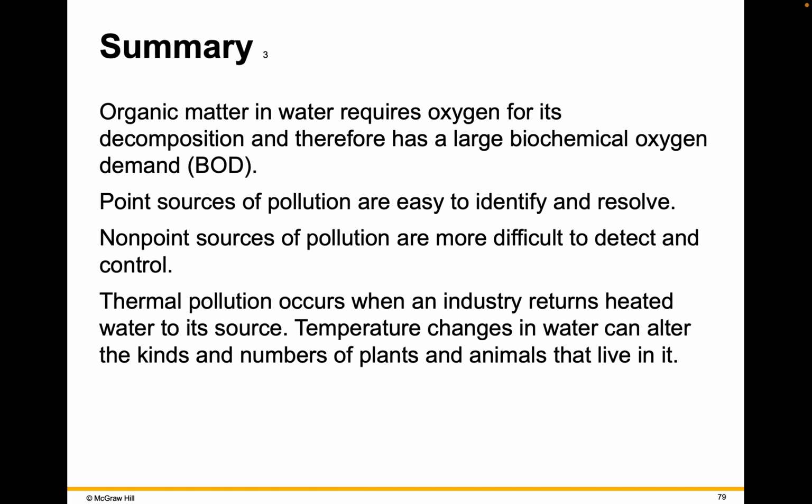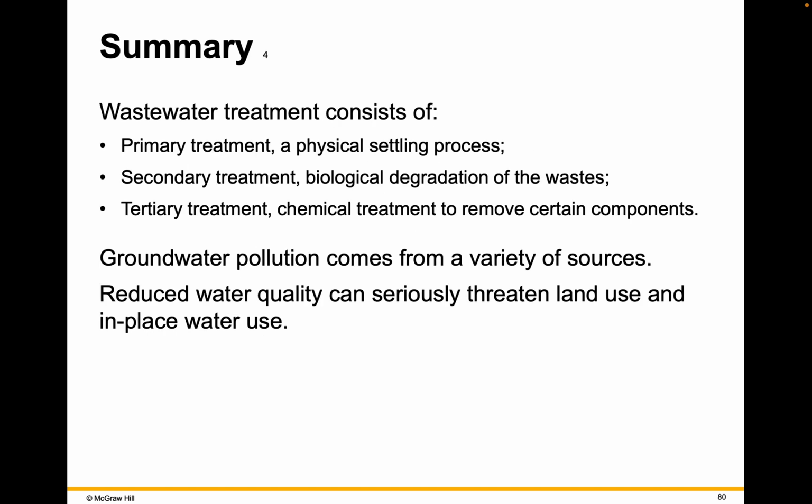Thermal pollution occurs when an industry returns heated water to its source. Temporary changes in water can alter the kinds and numbers of different plants and animals that live in it. Wastewater treatment consists of primary treatment, a physical settling process, secondary treatment, a biological degradation of the waste, and tertiary treatment, chemical treatment to remove certain components. Groundwater pollution comes from a variety of sources, and reduced water quality can seriously threaten land use and in-place water use.